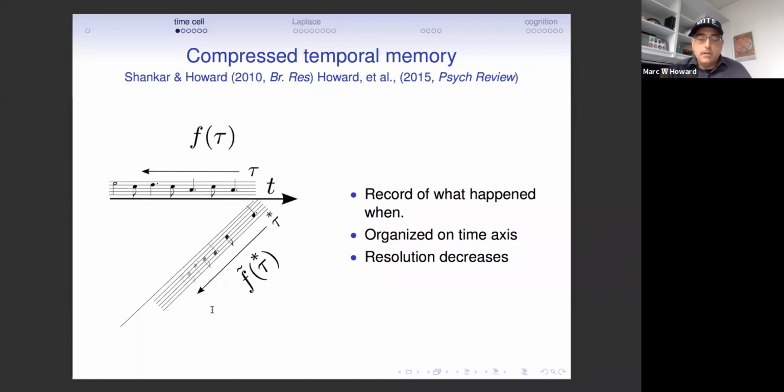And so at each moment, we have a record of what happened when in the recent past, and different neurons ought to be responsible for different parts of the past, so that our memory is organized like a timeline of recent experience. Moreover, very much inspired by very long-standing ideas in cognitive psychology, we proposed that the resolution of this temporal axis ought to be compressed, such that you have a less good idea of when things happened further in the past than more recently.